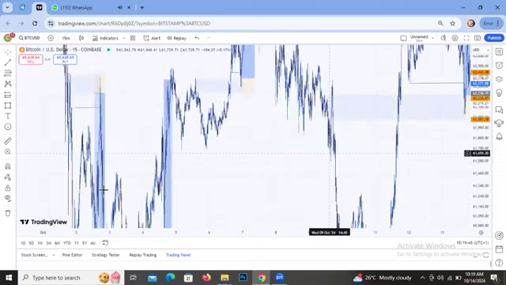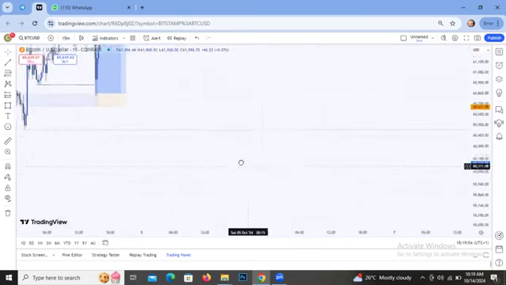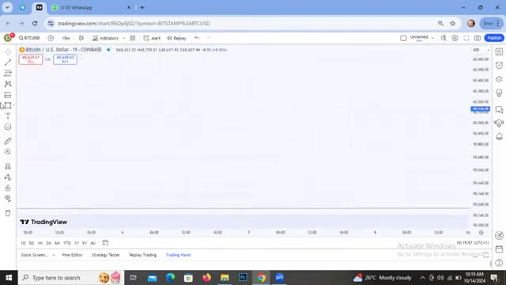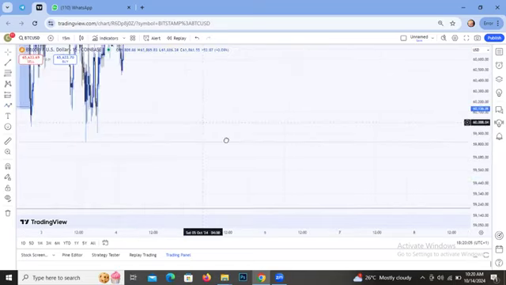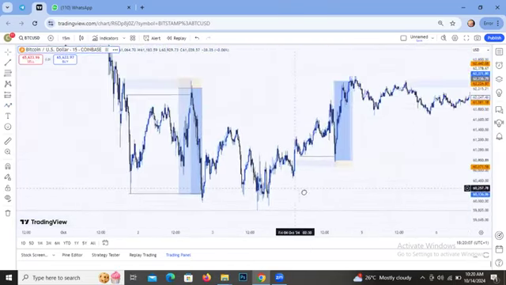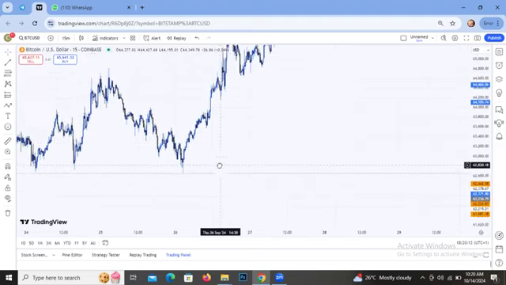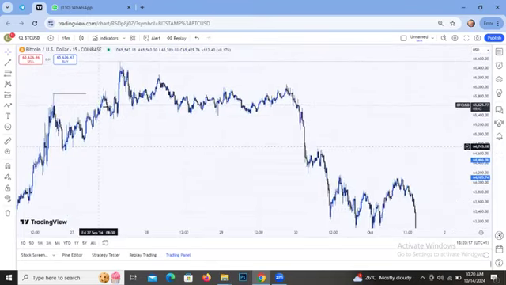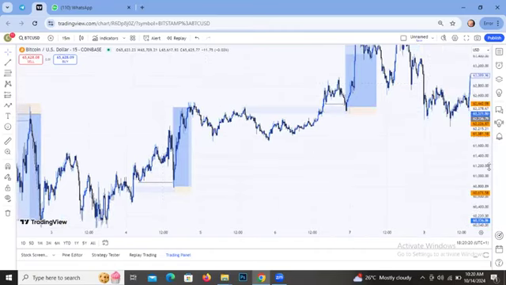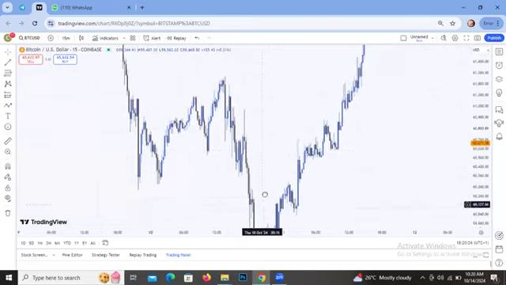Let me show you another example. And also note, if we have two structures, okay, wait, let me finish explaining this one before going to that part. BTC always respects the breaker block. Always, it always happens in BTC.